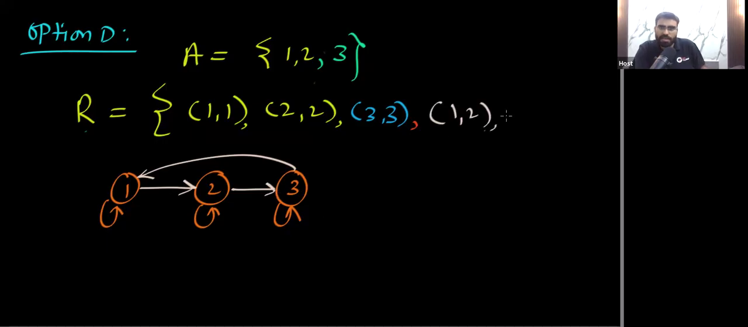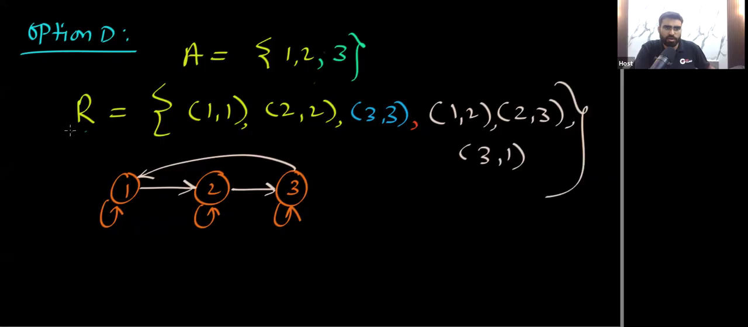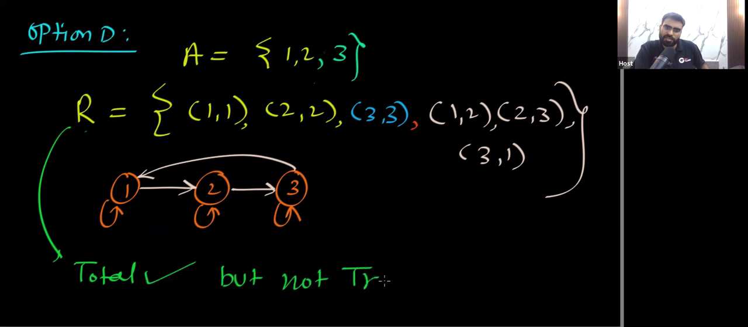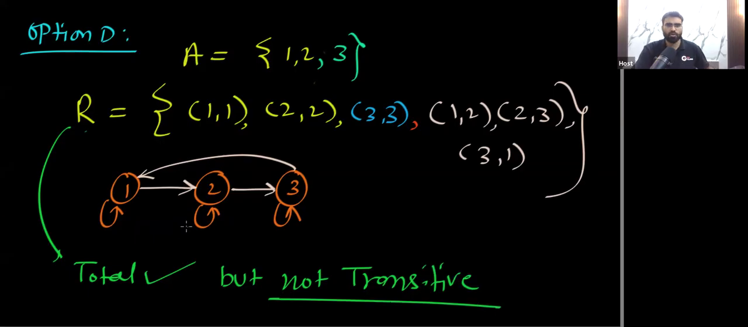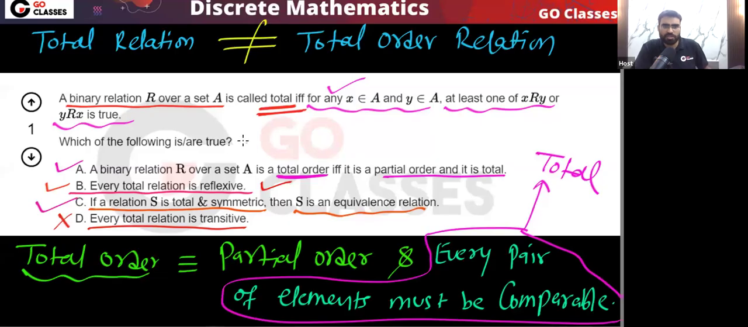Agree? See, I can do this. 1 related to 2, 2 related to 3, 3 related to 1. Now this is a total relation but not transitive. Agree? Yes or no? So this is the counter example for option D. So option D is not true. For this question, the answer will be ABC.